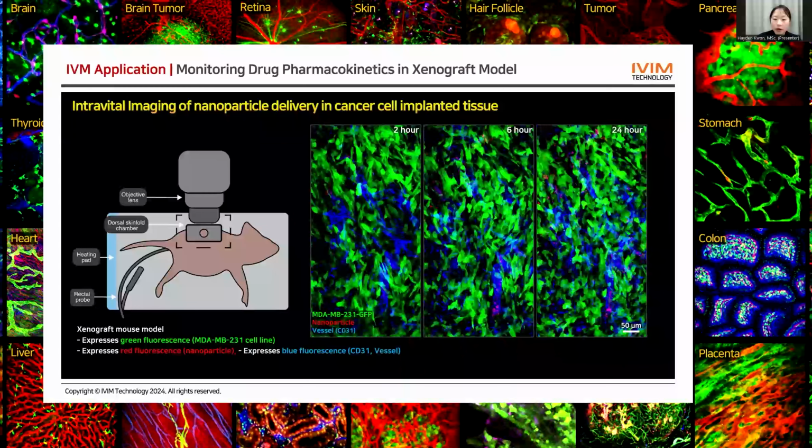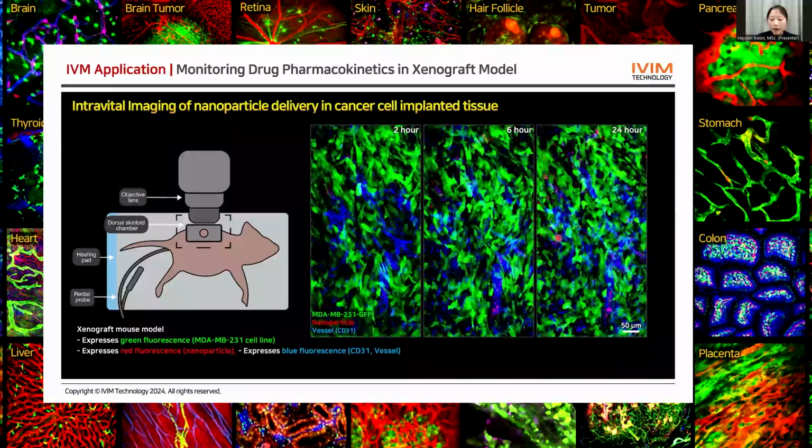In the next step, we also visualized the delivery of pharmaceutical nanoparticles. We injected a triple negative breast cancer cell line into the dorsal skin fold chamber model, followed by the injection of the red nanoparticles. Subsequently, we conducted imaging at day 2, and at 6 and 24-hour time points post-injection of the drug. The nanoparticles labeled in red were observed within the blood vessels surrounding the cancer cells at the 2 and 6-hour time points.